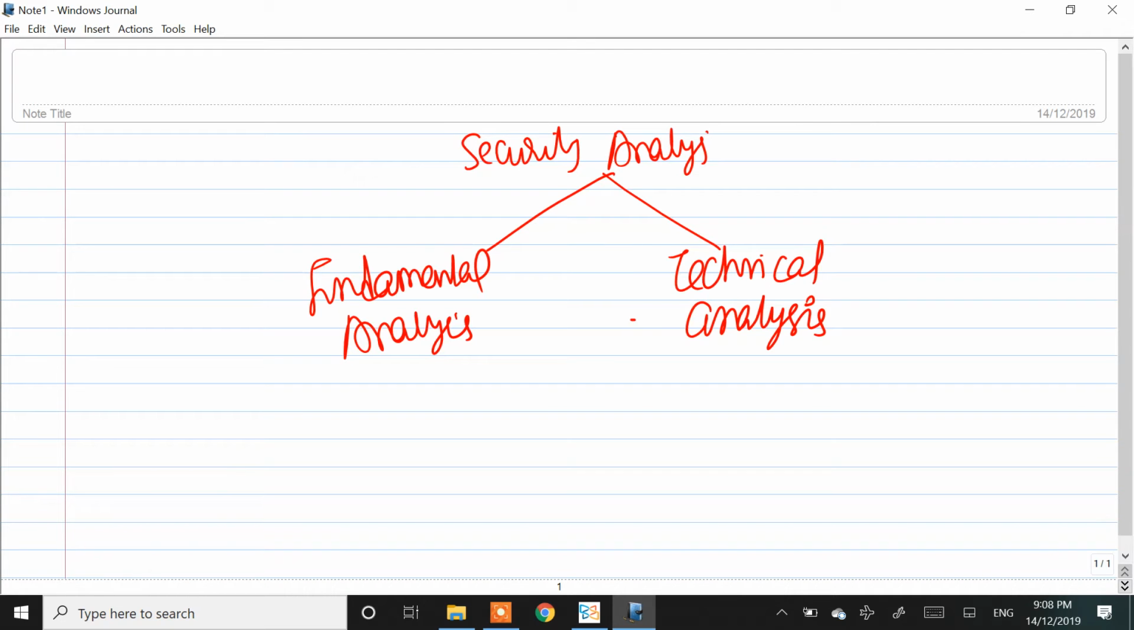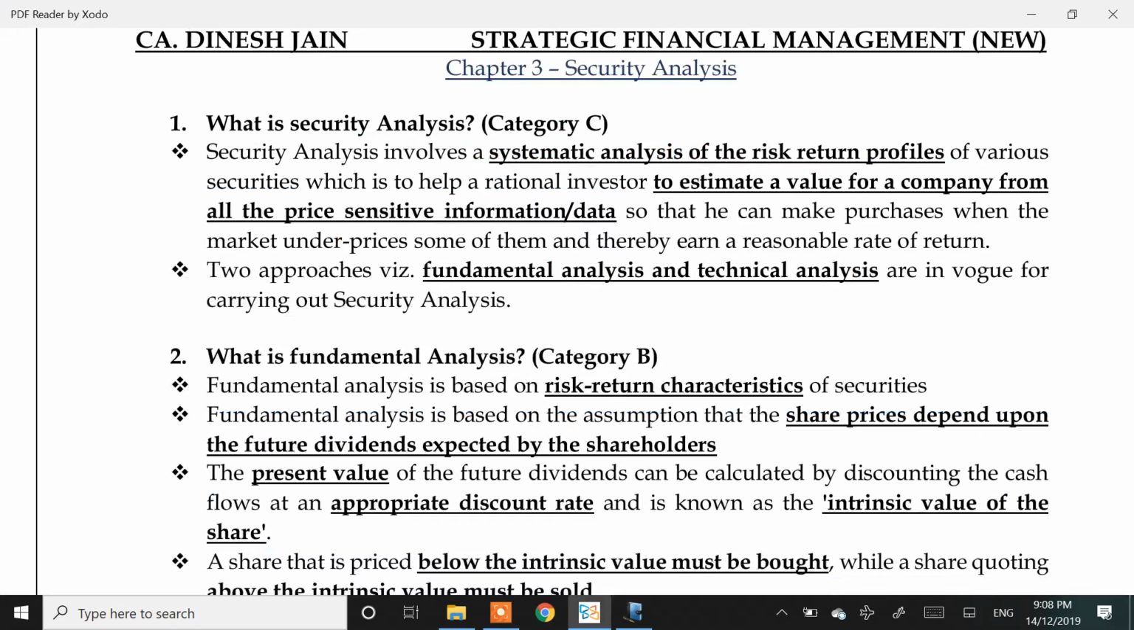Why do I analyze the risk and return profile of the various securities? To estimate what can be the value of a company and help me in making some decision on purchase. So somewhere I'm going to try to find out whether it is the right time to buy a security or the right time to sell a security through security analysis. So it is a systematic analysis of the risk-return profiles to estimate a value for a company from the various price-sensitive information or data, so that he can make purchases when they are underpriced and sell them when they are overpriced, and therefore earn a reasonable rate of return.